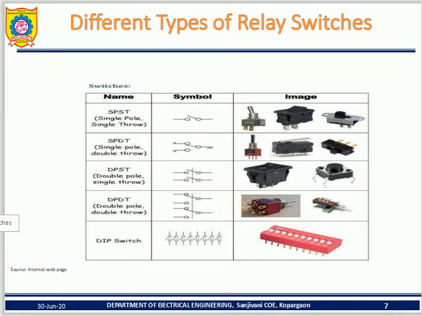The next one is the different types of relay switches. You already know switches. A switch is used to turn appliances on and off. For example, a single pole single throw switch. Another one is the single pole double throw switch. Another one is DPST, double pole single throw. Then double pole double throw switches. So this is how switches are classified.